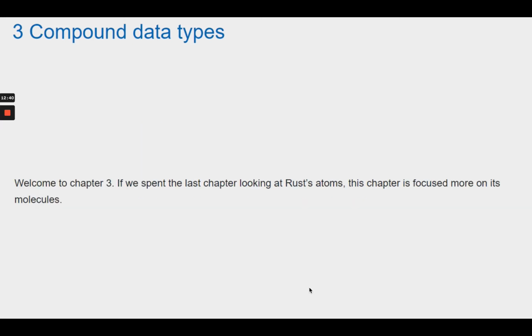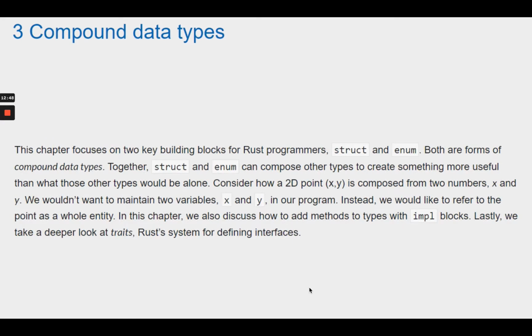Welcome to Chapter 3. If we spent the last chapter looking at Rust's atoms, this chapter is focused more on its molecules. This chapter focuses on two key building blocks for Rust programmers, struct and enum. Both are forms of compound data types. Together, struct and enum can compose other types to create something more useful than what those other types would be alone. Consider how a 2D point, x and y, is composed from two numbers, x and y. We wouldn't want to maintain two variables, x and y, in our program.